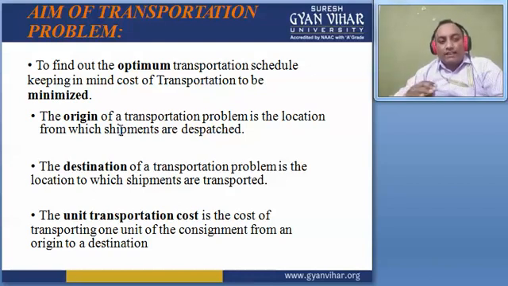The destination of the transportation problem is the location to which shipments are transported. And the third one is the unit transportation cost. It is the cost of transporting one unit of the consignment from an origin to a destination. So these are the three pillars that give the aim of a good transportation, right?